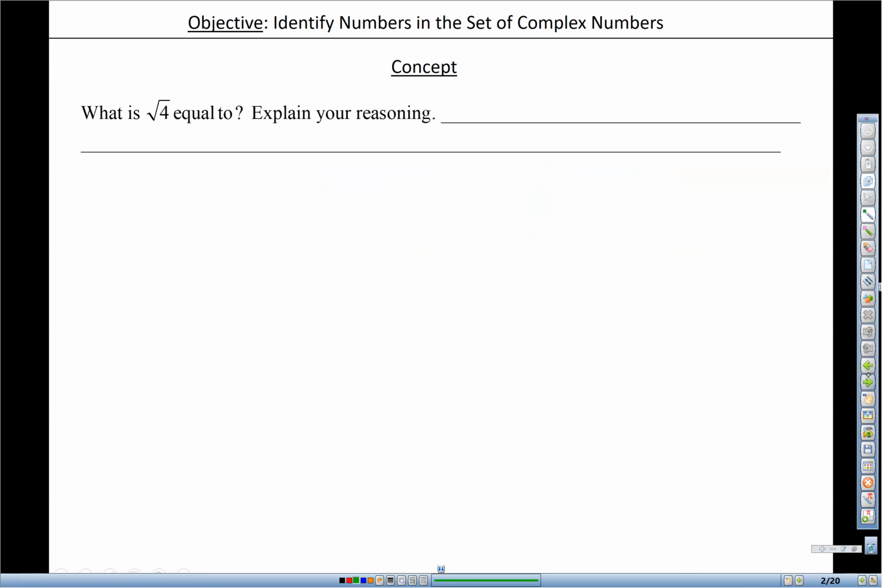So now we're going to build some understanding of concept here as we go towards introducing a new type of number that is not a real number. And so here I want you to think about, well, what is the square root of 4 equal to, and why is it equal to that? So what we know is that the square root of 4 is equal to, yep, you got it, 2. So why is it equal to 2? Well, we know it's equal to 2 because 2 times 2 equals 4, where the 4 is what we call the radicand of the square root.